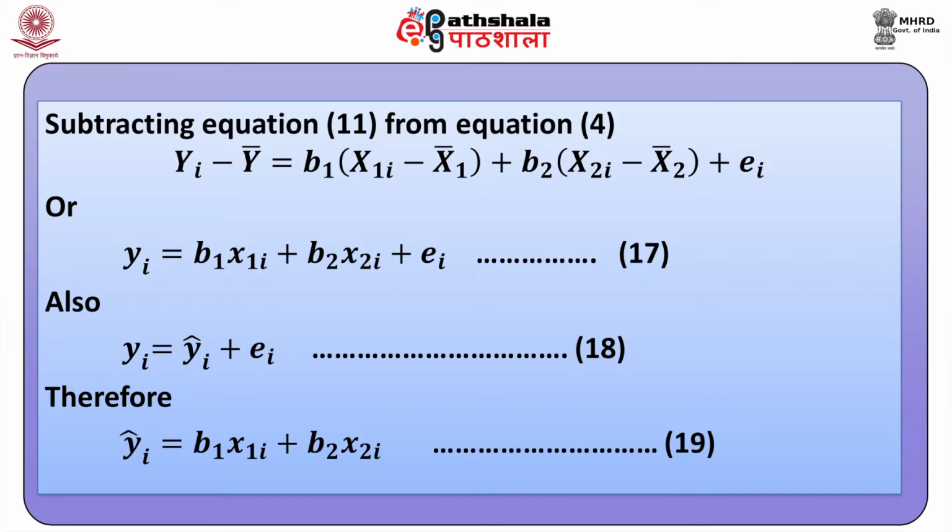Subtracting equation 11 from equation 4, Yi minus Y bar is equal to B1 into (x1i minus x1 bar) plus B2 into (x2i minus x2 bar) plus Ei. Or yi is equal to B1 x1i plus B2 x2i plus Ei. Also, yi is equal to yi cap plus Ei. Therefore, yi cap is equal to B1 x1i plus B2 x2i.